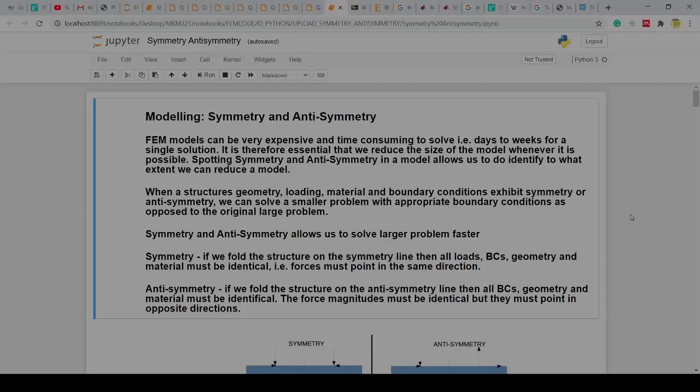Alright, so when it comes to modeling, it's very important that we take note of two things: symmetry and anti-symmetry. There's also what's called axisymmetry, but for now I just want to make sure we get down symmetry and anti-symmetry and really have a good understanding of what this is all about. For now I'm going to focus on symmetry.